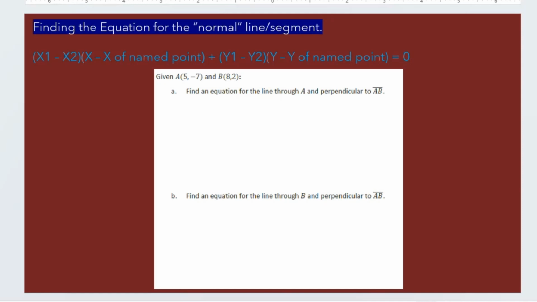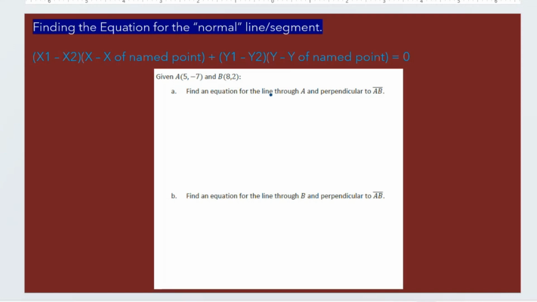In this video, we're going to go over how you find the equation of a normal line or segment. So this is the formula that we're going to be focusing in on: x1 minus x2 times the quantity of x minus the x of the named point, plus y1 minus y2 times the quantity of y minus y of the named point, is all going to be set equal to 0.